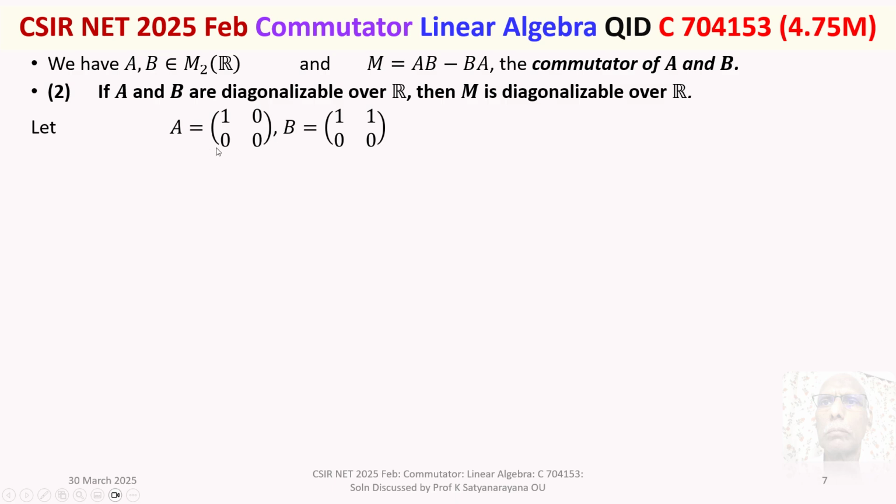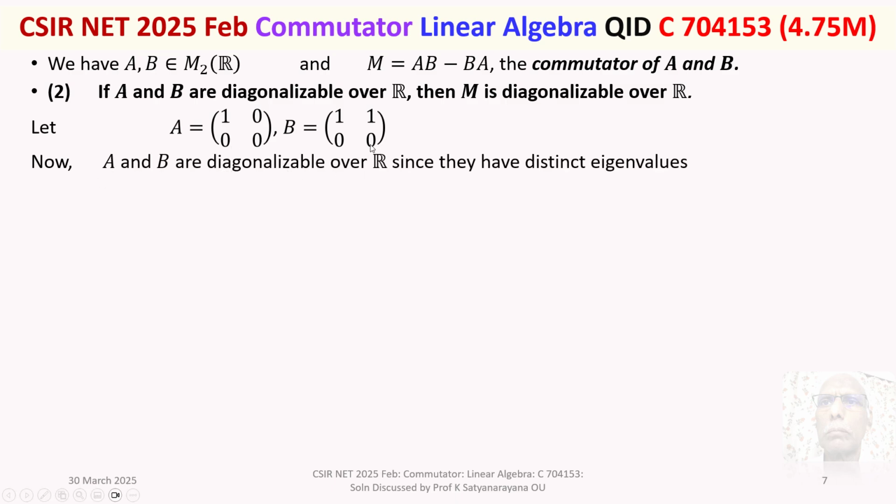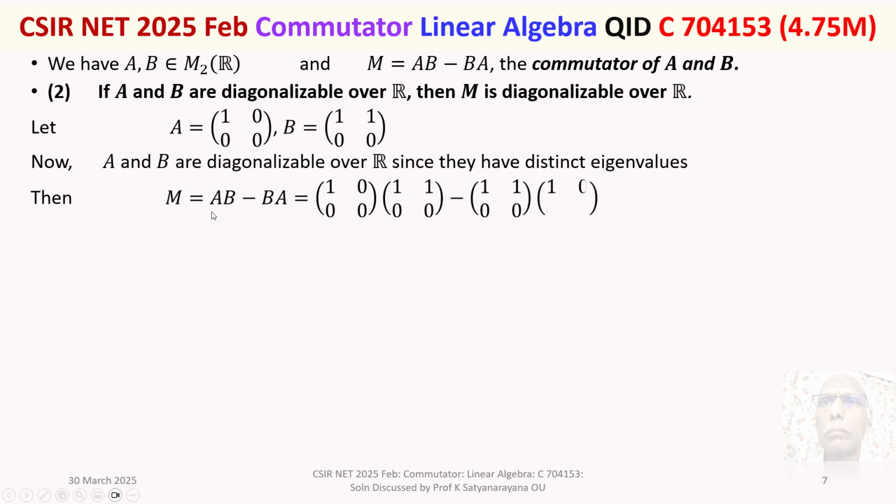A is equal to 1, 0, 0, 0. B is equal to 1, 1, 0, 0. This is the same counter example that we have already considered. A and B are diagonalizable. Why? Because both are upper triangular matrices. The eigenvalues are 1, 1 and 0. They are distinct. So A and B are diagonalizable over R because they have distinct eigenvalues. Now M is equal to the commutator AB minus BA. So I have just multiplied and you will get 0, 1, 0, 0. This is the same answer you got in the last slide also.